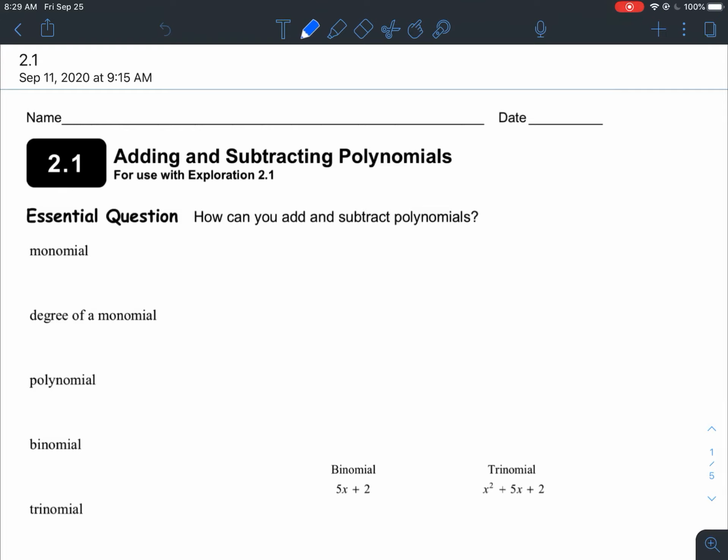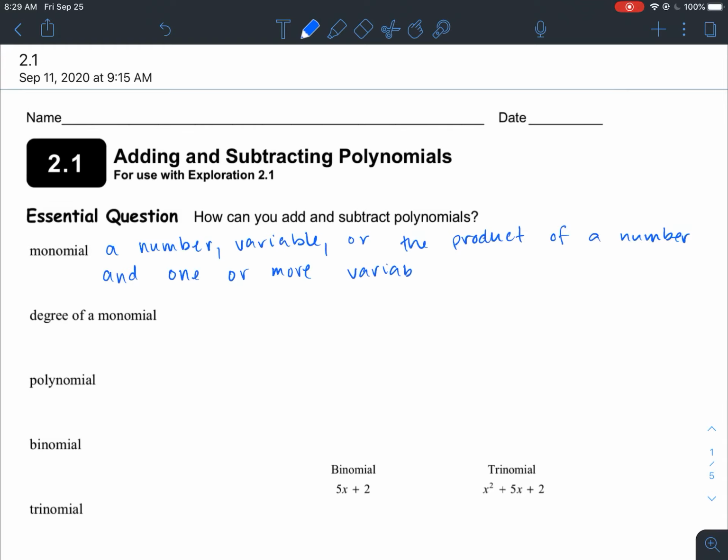So first is a monomial. A monomial is a number, a variable, or the product of a number and one or more variables with whole number exponents. Okay, so that's important. Whole number exponents.